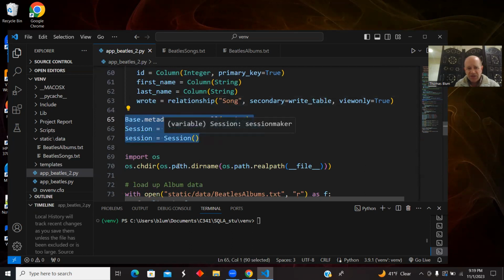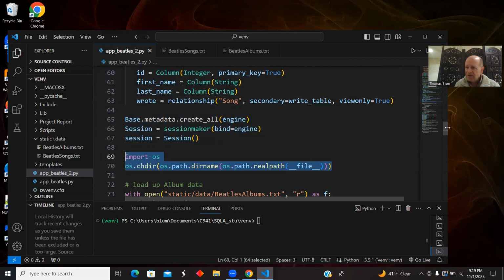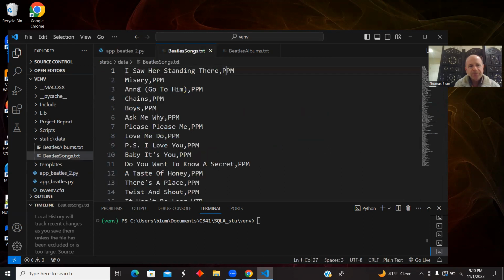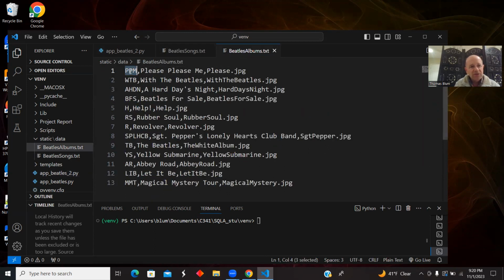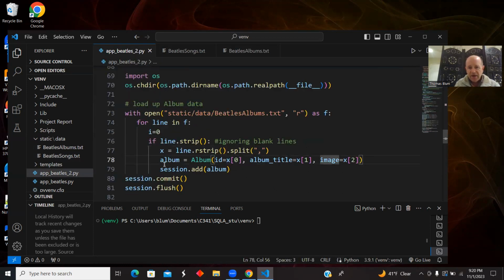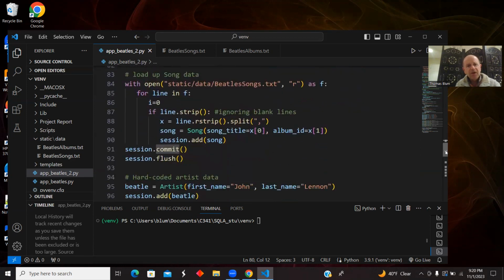Establish the engine, establish the session, set up so I can read a data file, read the album's data file, loop through, no headers, comma separated values. It has an ID and an album title and an image. Those are all strings. Albums, ID, title, image file, and use the constructor, make one, and then add it through the session and then commit. I don't think I need to commit and flush. That's a little redundant. Okay.